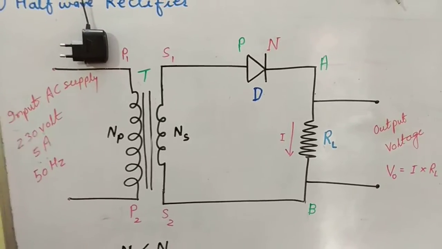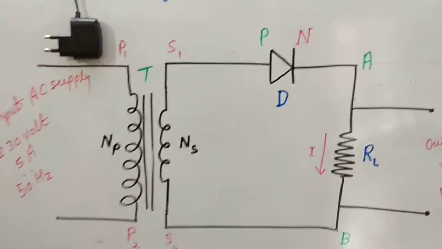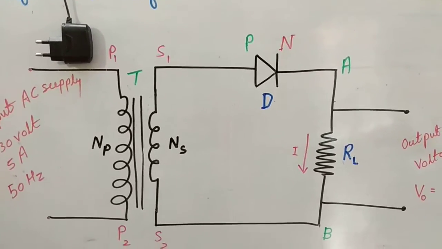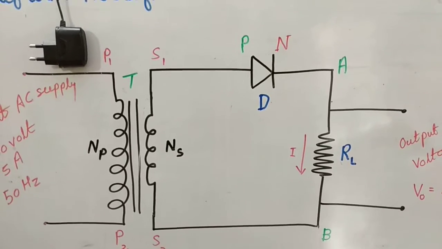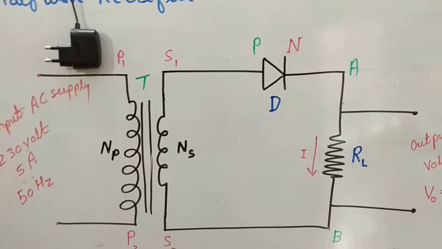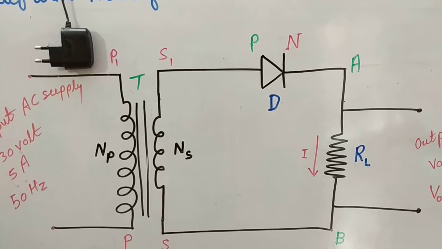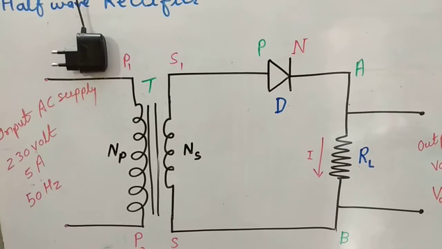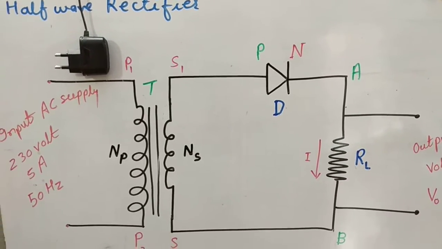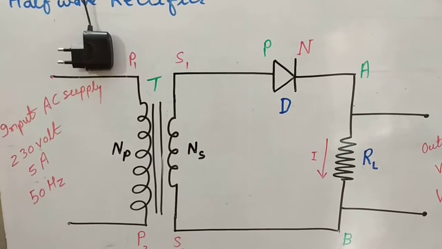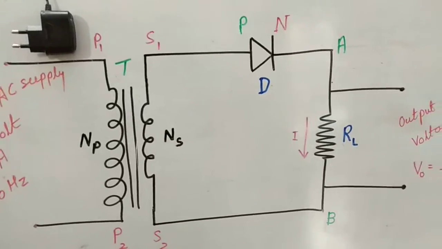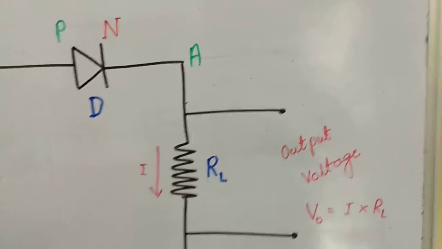If we learn slowly, in the first case, if S1 is positive and S2 is negative, then this PN junction diode is in forward bias, because P is connected to S1 and S2 is connected to the N region of the PN junction diode. And we know that in forward bias the diode conducts current, and that flows through the load resistance from A to B direction, and output is taken across the load resistance.